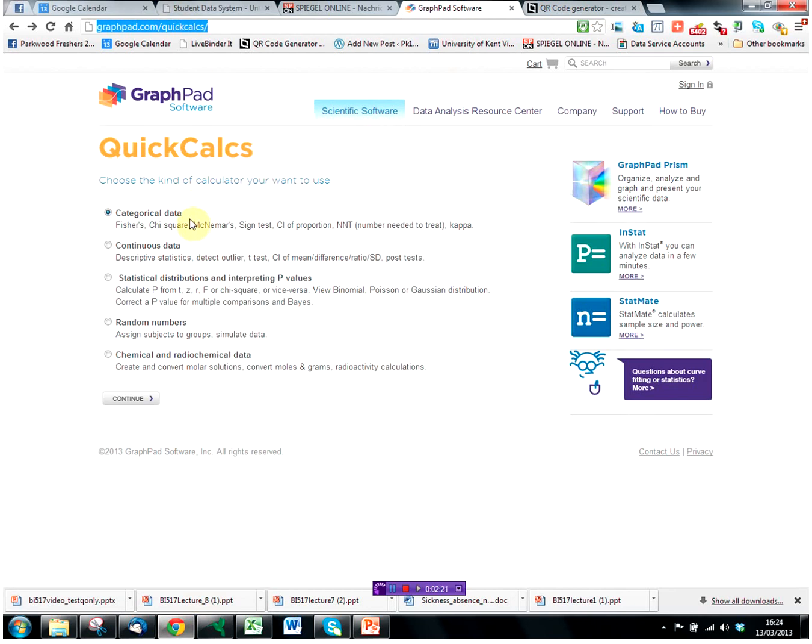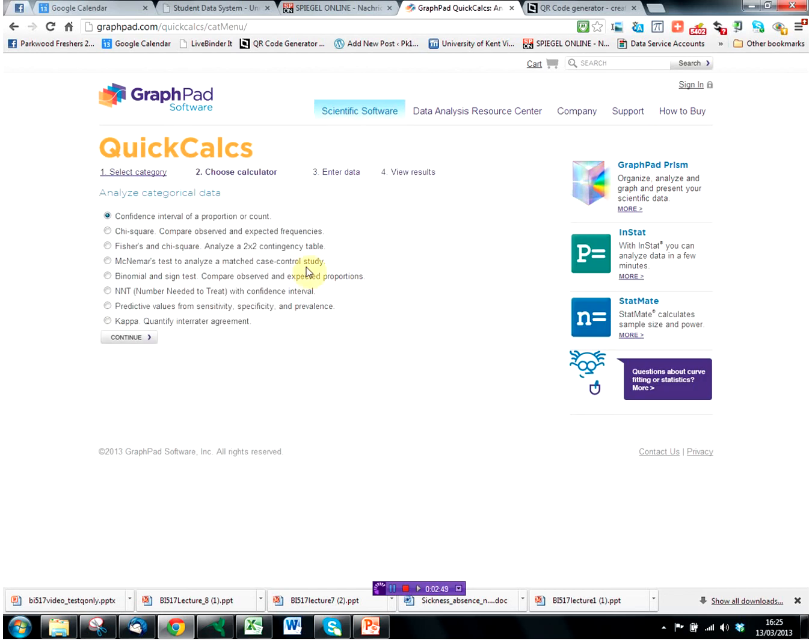When you go there, you are presented with several choices that you can use. We know that in this case we use categorical data, female and male. These are just simply categories. There are no values associated with them. We can't say that female or male is better than the other one. So here we click on categorical data, and we want to compare observed and expected frequencies, as it is mentioned in this one. So we just simply click on this, say continue.